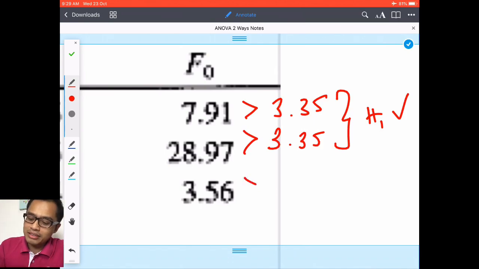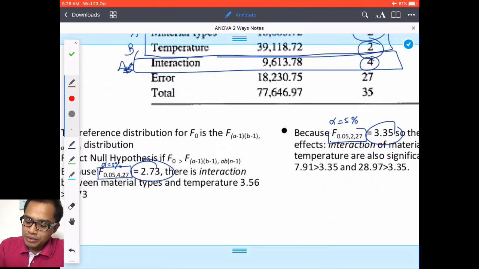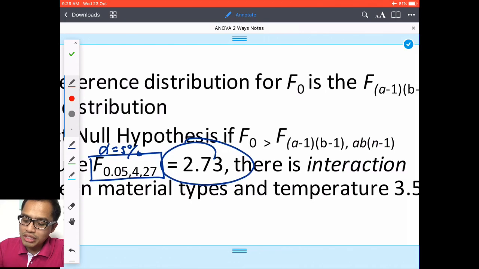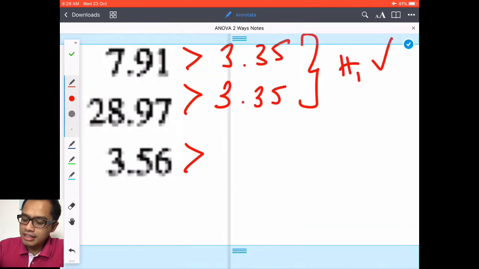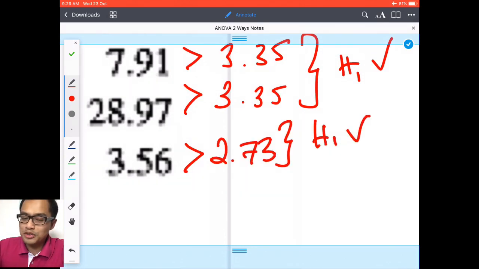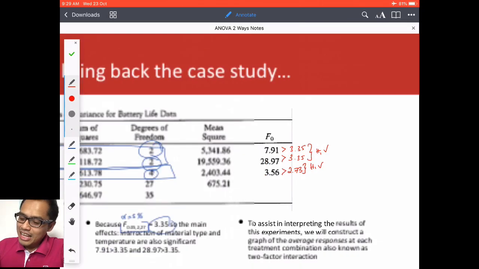This one, 3.56. Let's go. Here is 2.73. Is it more than 2.73? Yes. Then it's H1 accept. Therefore, all exist. A and B, material and temperature, exist in the experiment, and the interaction as well exists in the experiment, and they are all significant, and it happens in the experiment, just as Katy Perry intended.